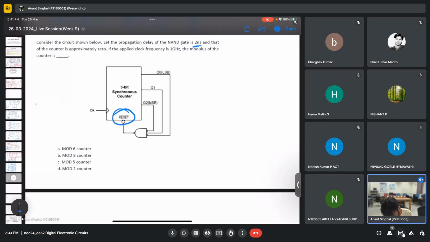So in this question, it is saying that consider the circuit shown below. Let the propagation delay of the NAND gate be 2 nanoseconds, and that of the counter be 0. So the counter does not have any propagation delay.